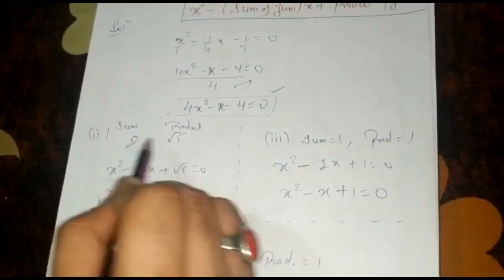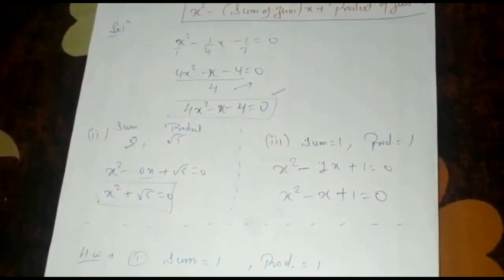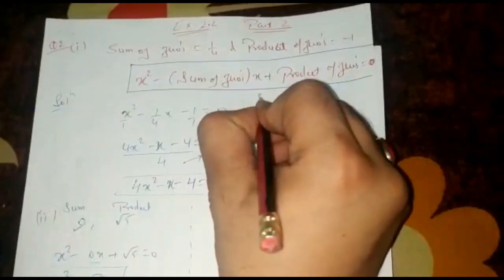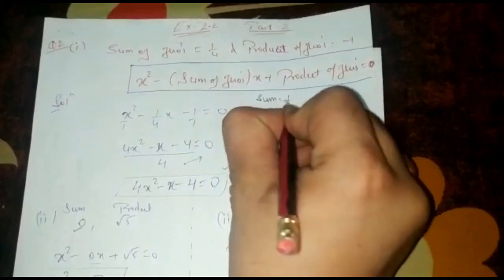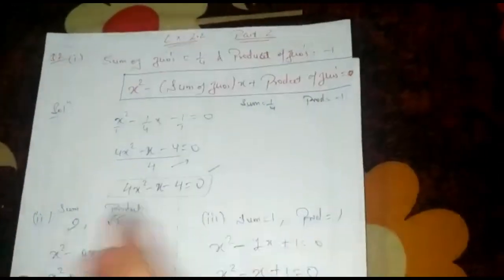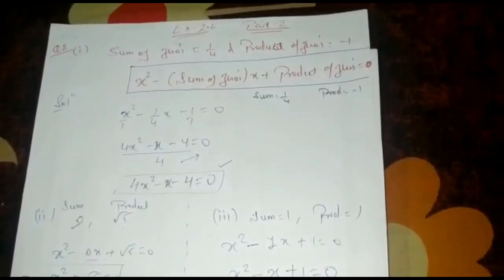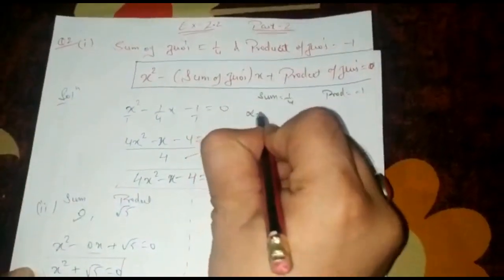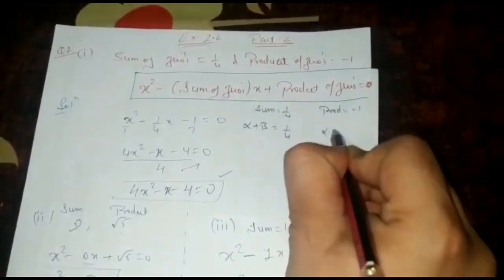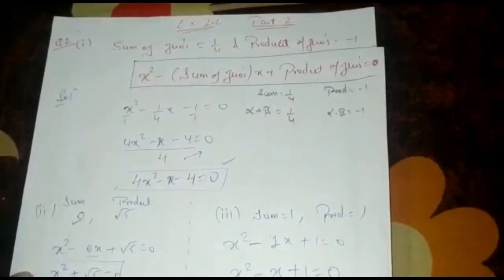Sum of the zeros is 0 and product of zeros is √5. But before discussing this, let me tell you one more thing. As it is given, sum is equal to 1/4 and product is equal to -1. There is one more method to solve this type of problem. Sum of the zeros, that means alpha plus beta, will be equal to 1/4, and product of the zeros, that means alpha into beta, will be equal to -1.